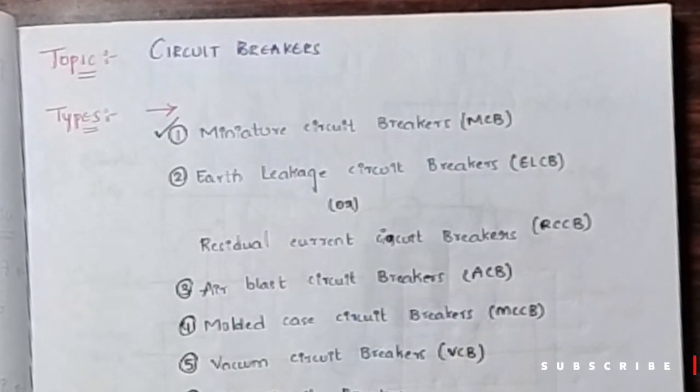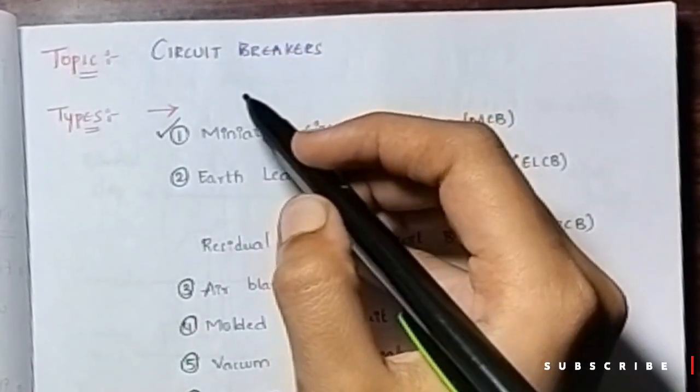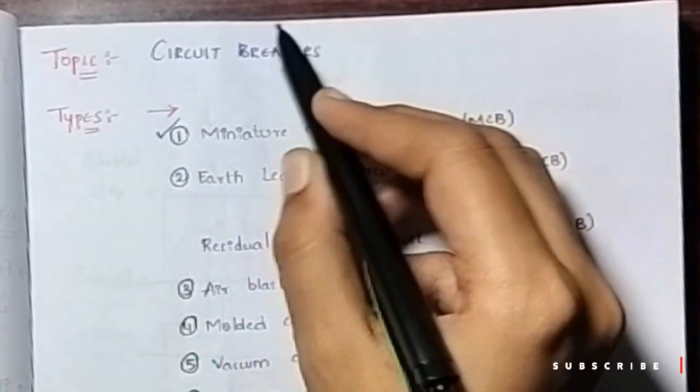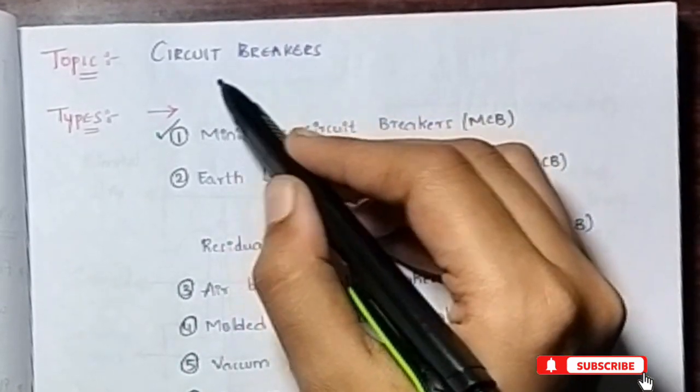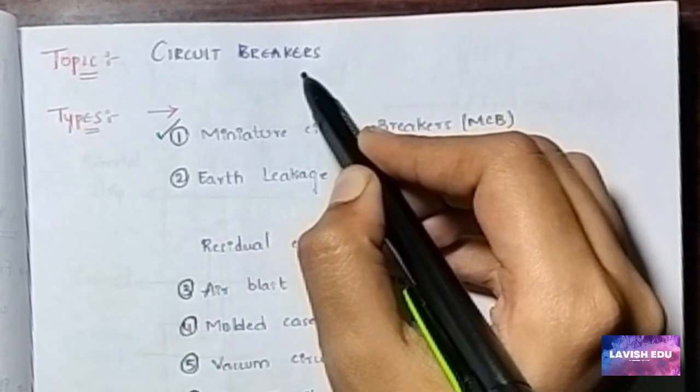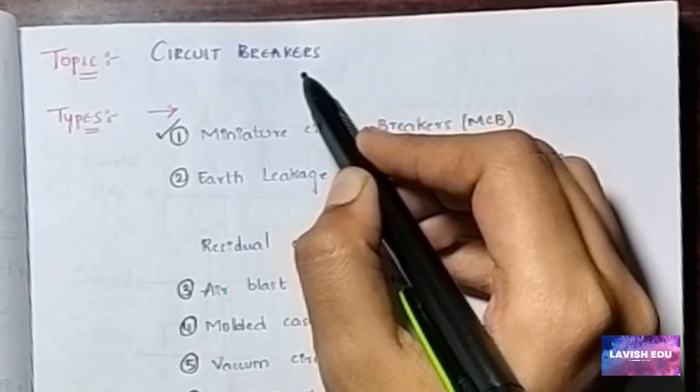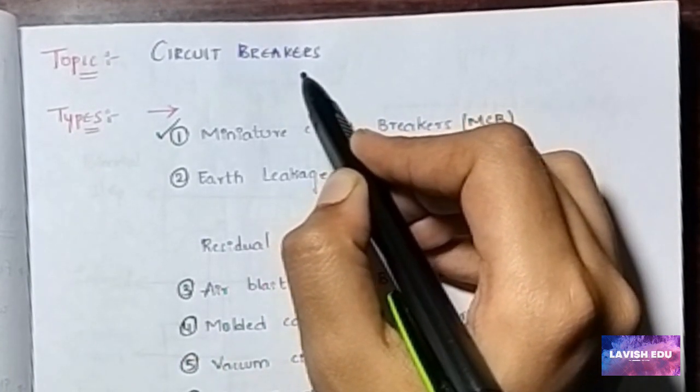Today I am going to tell you about the main important topic in the fifth chapter of the BW, which is circuit breakers. I have already uploaded videos on the fourth chapter of the BW, which is electrical installations.